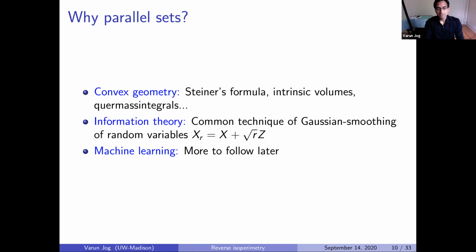And the third motivation was some problems in theoretical machine learning. These were the problems that actually got me thinking about parallel sets. At the end of the talk, I'll present the specific applications of these inequalities in some machine learning problems.